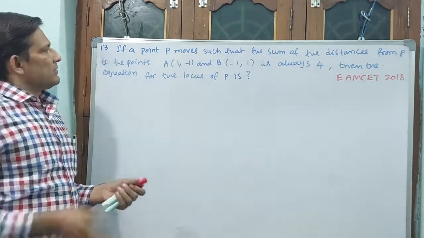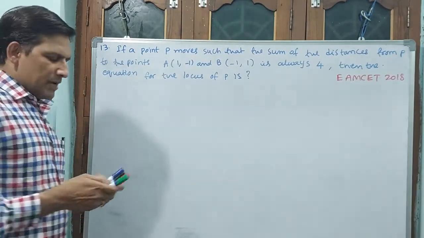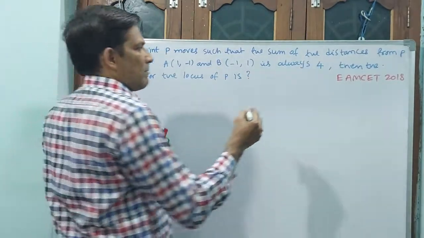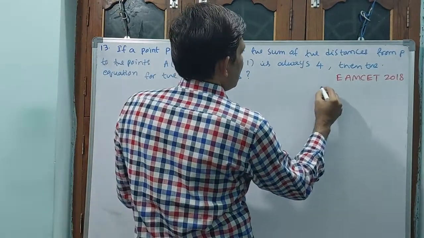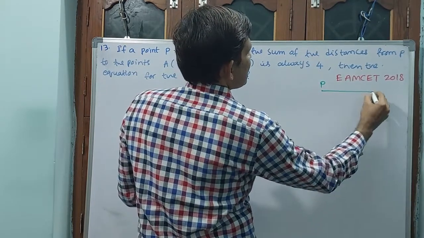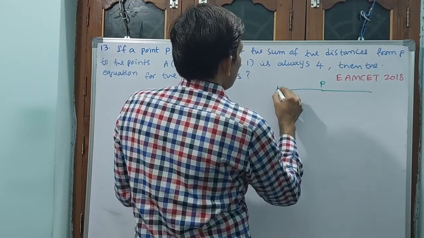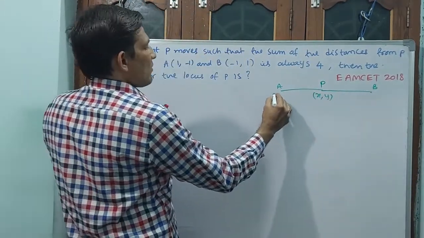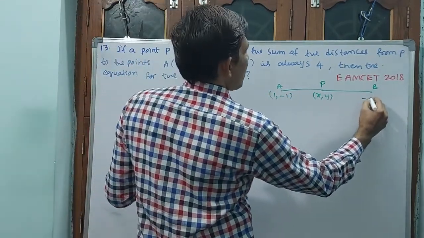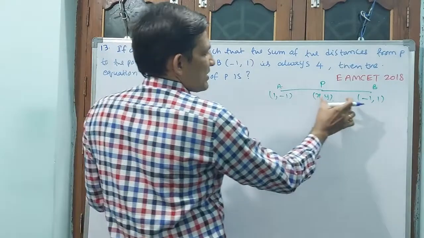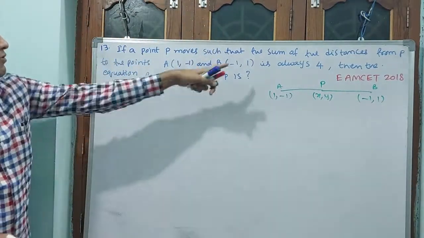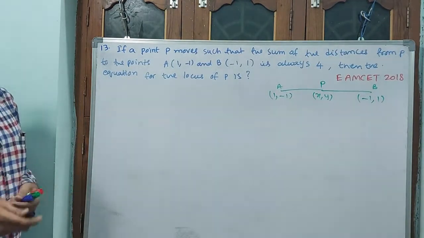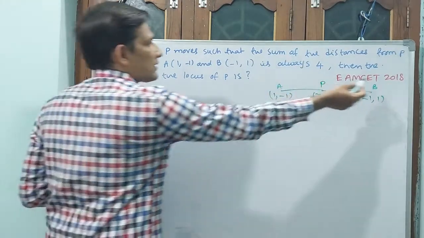Like the earlier question only, see what I am writing. PA plus PB is equal to 4. P they have not given, you have to take. Let P be (x, y), A is (1, -1), B is (-1, 1). The sum of the distances PA plus PB equals 4. See first how I am proceeding with this question. This question was asked in MHT CET 2018.